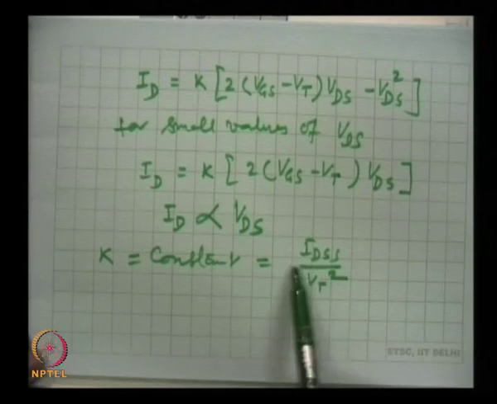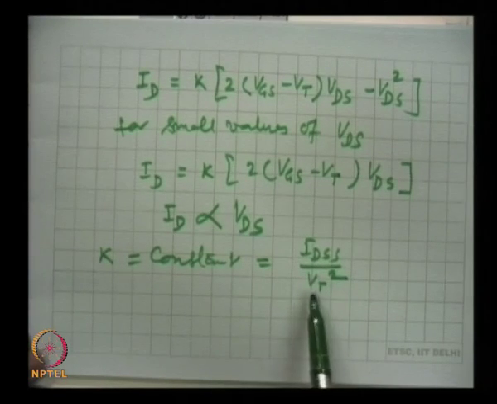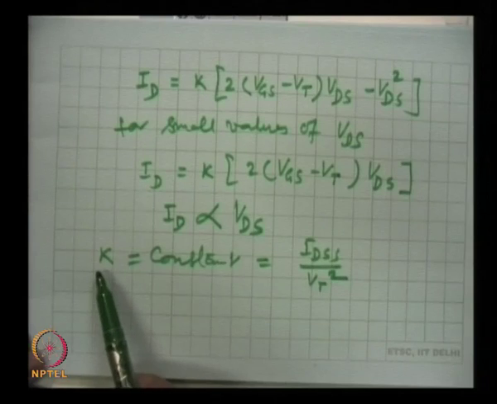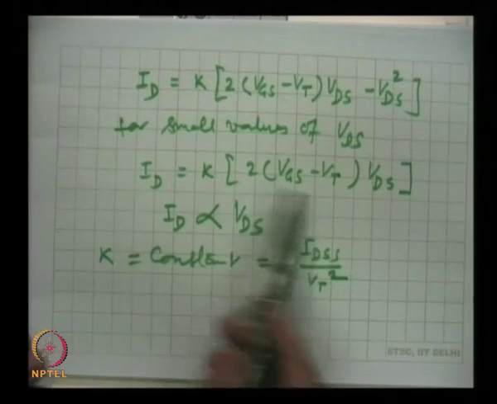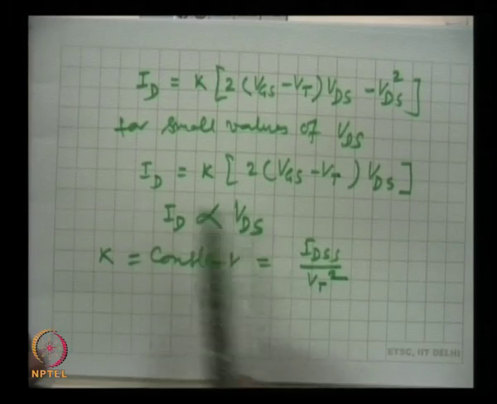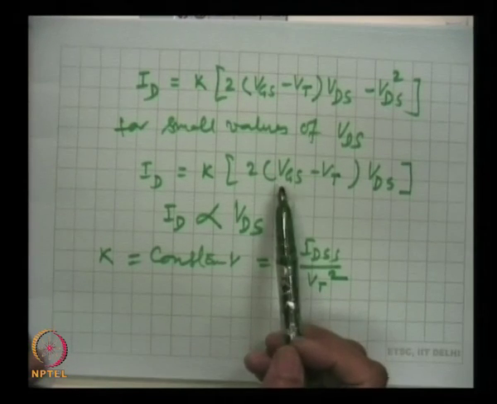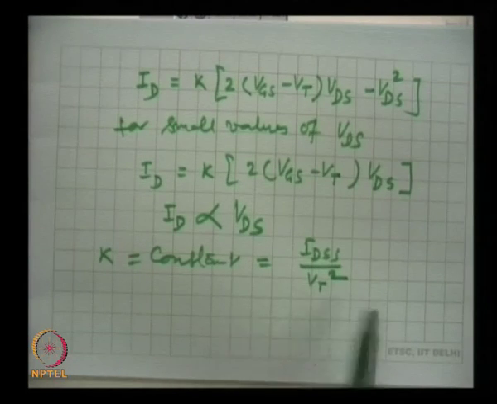The IDSS is known for the device, VT is known. So, we can calculate this K and we can find out this is the relation for the drain current as a function of VDS, and also it depends on VGS. So, this is how we explain the ohmic region.